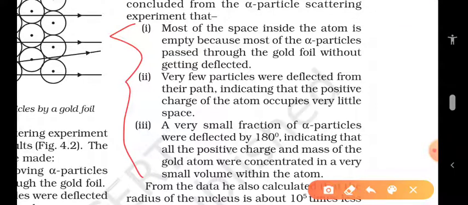So most of the space inside the atom is empty because most of the alpha particles passed through the gold foil without getting deflected. Most of the particles are not getting reflected when they are directed towards the gold atoms. Very few are returning back because they are striking the center of the atom. So what does this mean? The atom is full of emptiness.